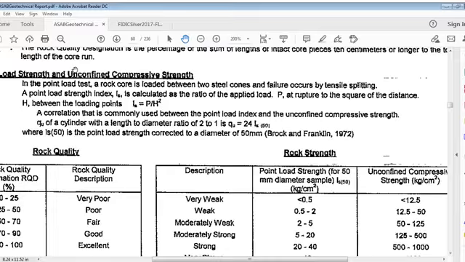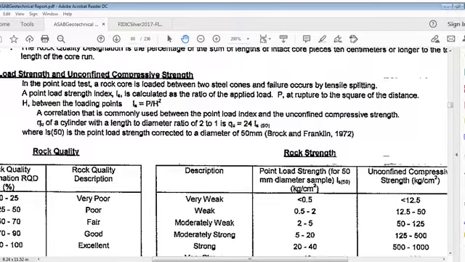In the point load test, rock core is loaded between two steel columns. Before this, I'd like to show you something else, or I'll forget. Let me show you some cut pieces, or you can say extracted pieces of core. I think that will be better for you. Just a minute, please.